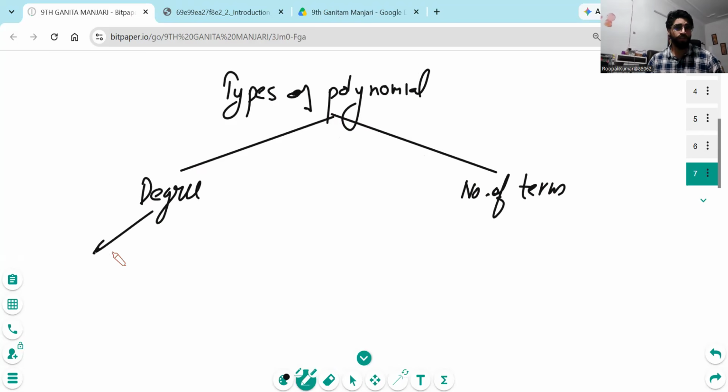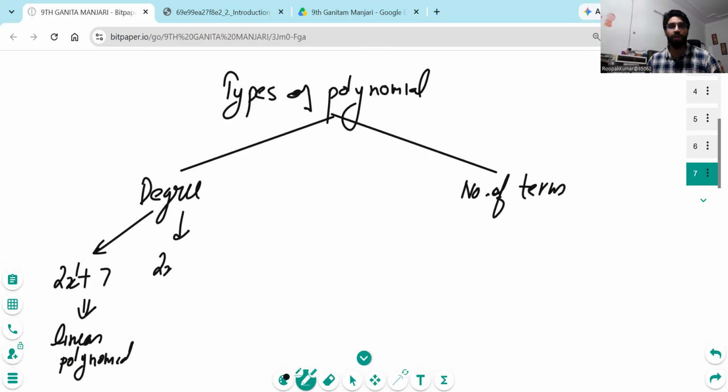If your degree is, let's say, 1, whichever polynomial I gave you, you can see here the degree is 1. If the degree is 1, we will call it a linear polynomial, the title of the chapter by the way. Okay. If the degree is 2, let's say I give 2x squared plus 7x, something like that, the degree is 2 right over here. So we'll call it a quadratic polynomial.